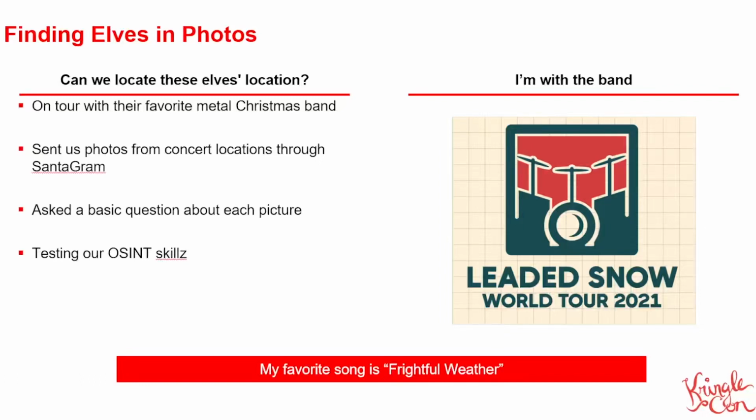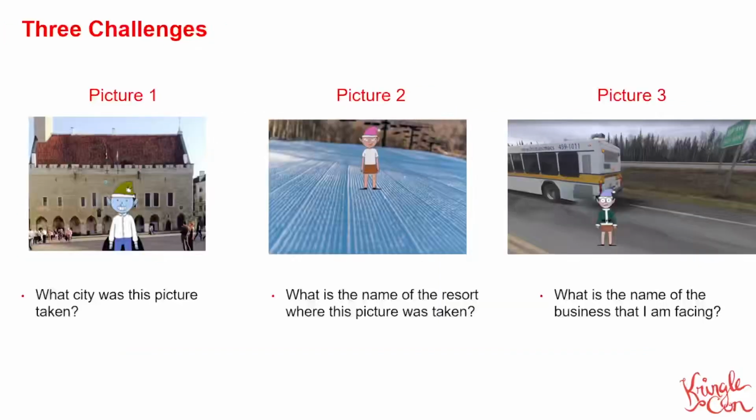And with each picture they provided a question, a basic question about each picture that they'd like us to try to solve. So I guess they really want to see how well we are at OSINT and how we can use our skills. And so what we're going to do is we're going to work through these three images that they provided to us.